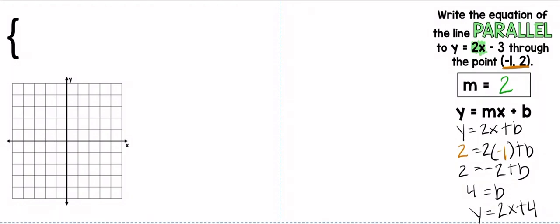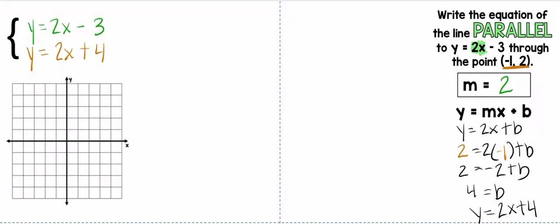Now, we're going to graph these. So I'm going to use two separate colors. I have y equals 2x minus 3. That's my first equation. And then my second equation is y equals 2x plus 4. So these are going to be parallel. That means they're going to run along each other, but they're never going to touch.